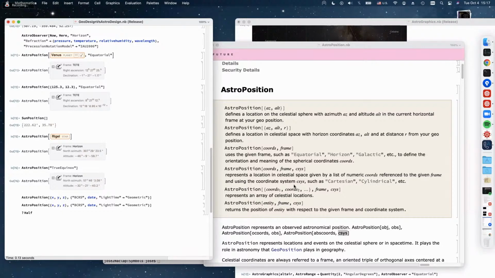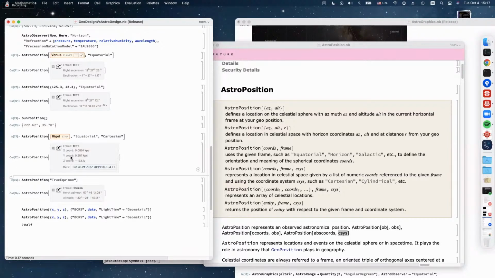Okay, the coordinate system. Which one is the Cartesian coordinate system? XYZ, you give it the three numbers, XYZ. So this would be Cartesian. But if I want to convert to absolute XYZ in the BCRS frame, can I do that? Yes. So for example, if this is equatorial coordinates, and now I want them in Cartesian coordinates, now we have the XYZ values.